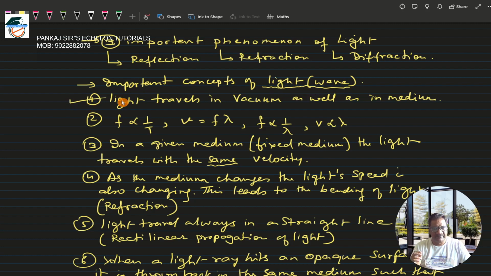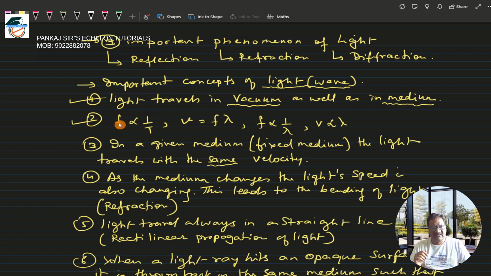Number one, light always travels in vacuum as well as in a medium. You know that light, being a transverse wave, is an example of a transverse wave. So it is going to travel in vacuum also, and it is going to travel in a medium also. So that is one thing that you should keep in your mind.